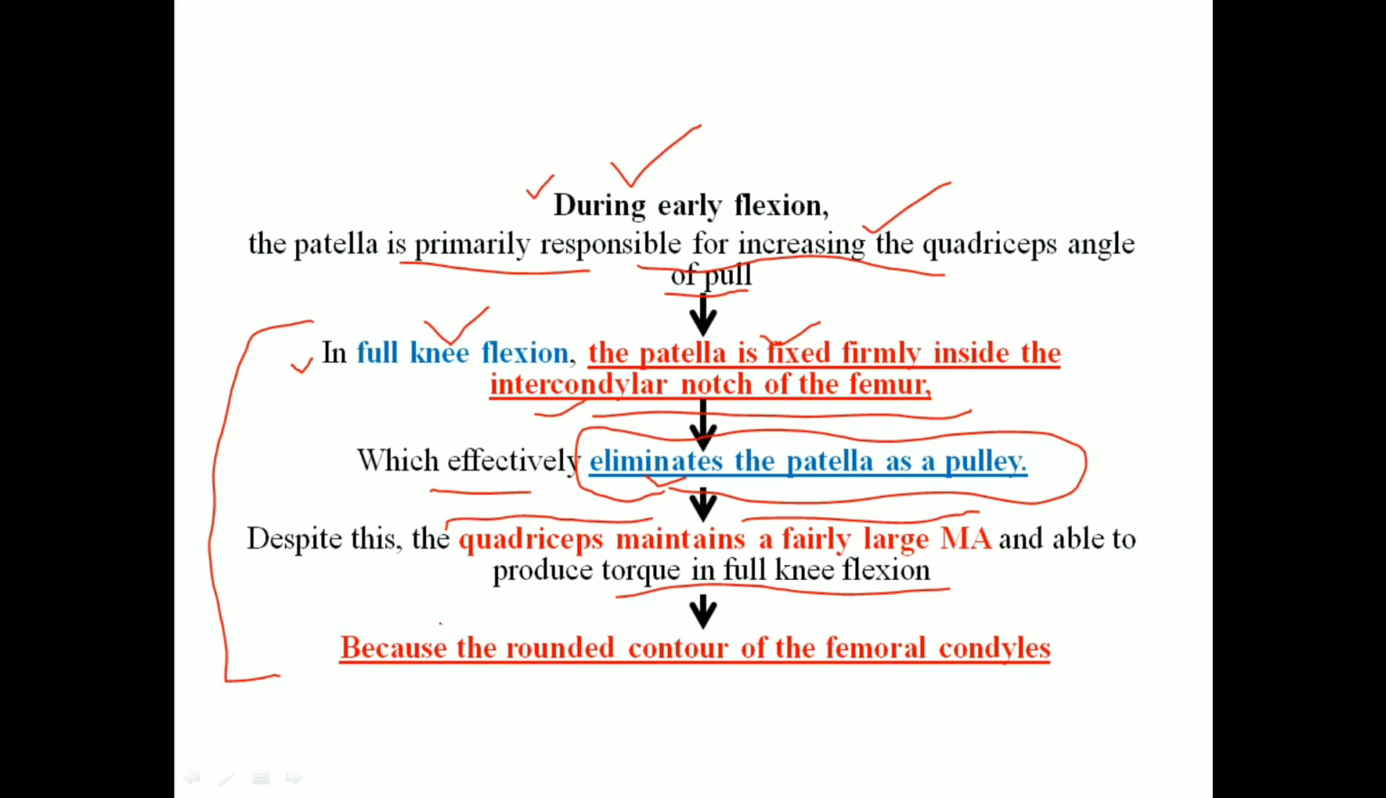This is because of the rounded contour of the femoral condyle. If you remember, the lower part of the condyles of the femur also has a rounded structure, from the medial side and the lateral side. Now, as soon as the patella is inside the intercondylar notch in full flexion, the quadriceps still has a greater amount of moment arm. Due to which structure? Due to the rounded contour present on the femoral condyles on the medial and lateral side.